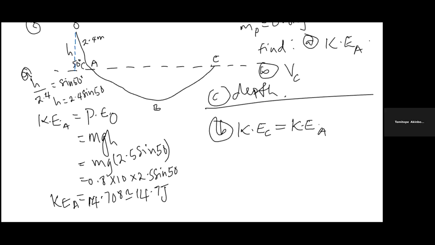So what's the formula for kinetic energy? Half mv squared equals the kinetic energy that we have found here in question A, 14.708. Finish it off from here. So the speed at C will now be what? 6.06 meters per second. Proceed to question C.